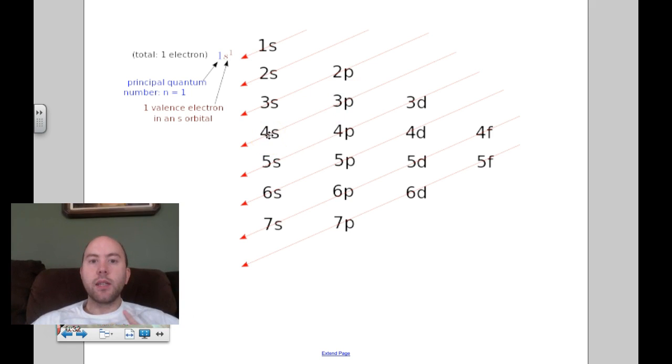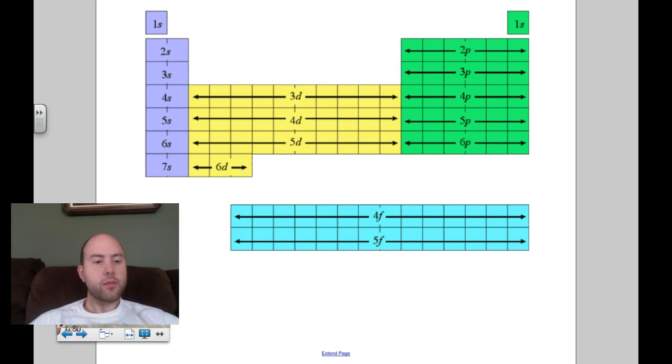And then something weird happens. Instead of going to the 4P's next, you actually go into what are known as the 3D's, which is what we're going to get to today. And then you go into the 4P's, the 5S's, then the 4D's, the 5P's, so on and so on. So you're going to see this here right now. We are going to deal with the D's.